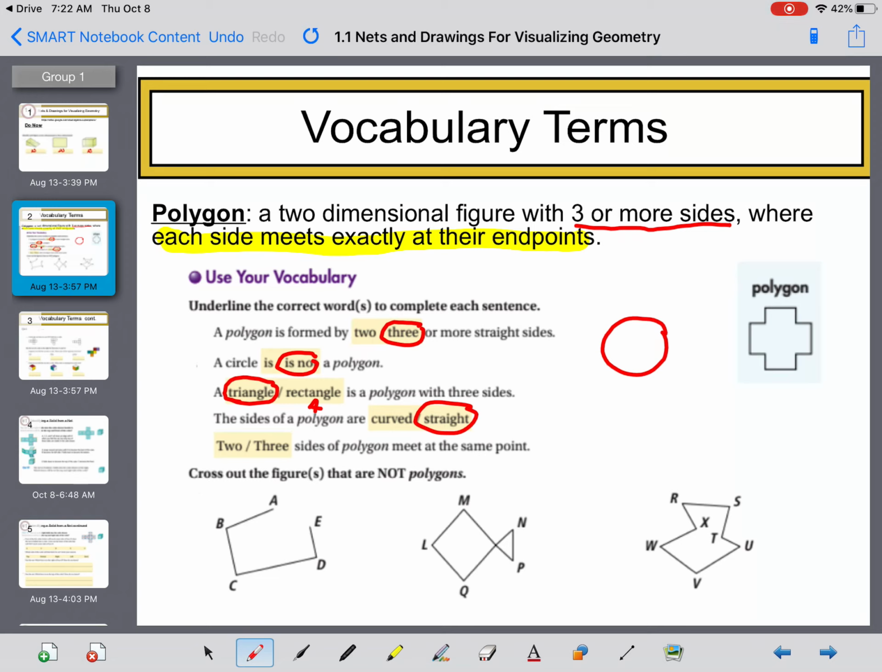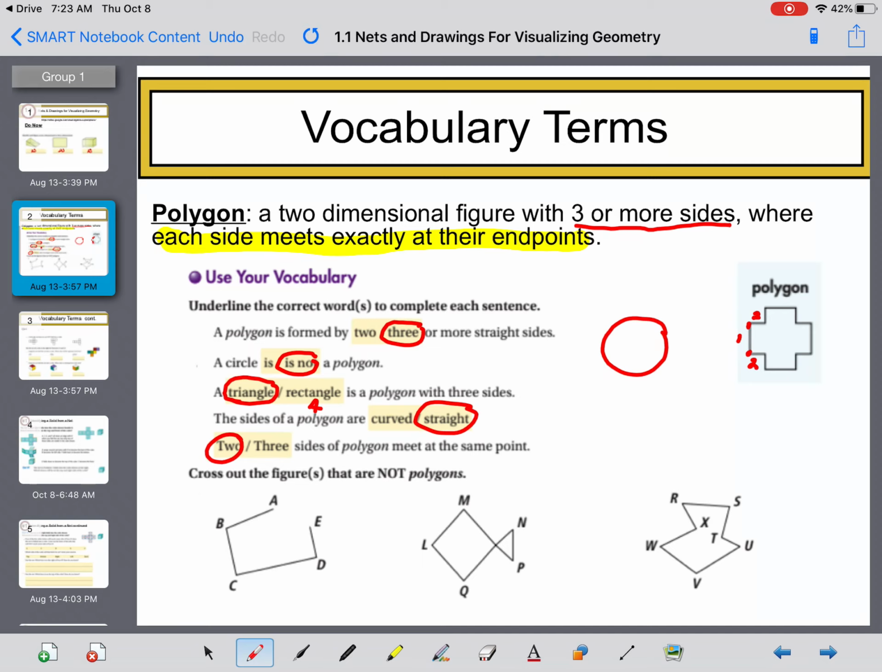Two or three sides of a polygon meet at the same point. That would be two, correct? We have side one, side two, and they meet here. Again, you have side one and side two, and they meet here. Okay, so two sides meet at the same point.